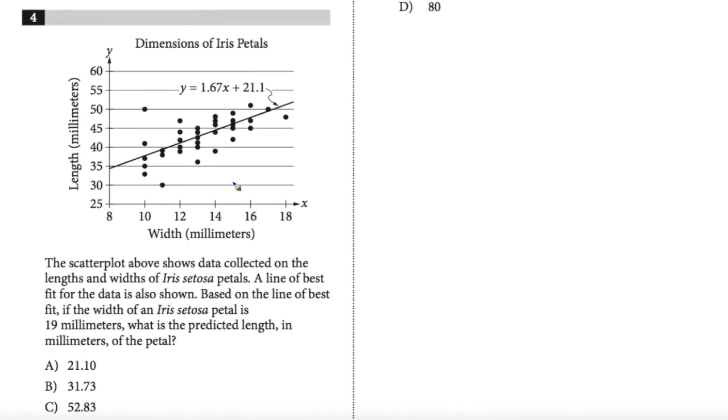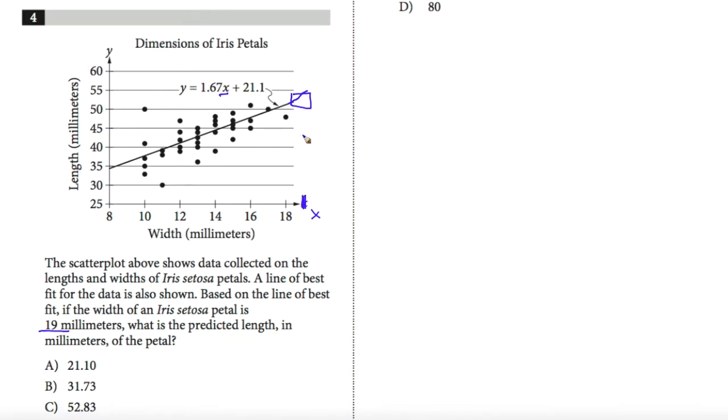For question 4, I see here that I have a graph, I have a line of best fit. Within my line of best fit, they give me the actual equation where I can plug X in if necessary. The scatter plot above shows data collected on the lengths and widths of iris petals. A line of best fit for the data is also shown. Based on the line of best fit, if the width of an iris petal is 19 millimeters, meaning that I can use my X here to figure out where 19 would be, which would be, let's say, approximately here. I slide up. It's going to be somewhere within this range according to my line of best fit. And it says, what is the predicted length in millimeters of the petal?